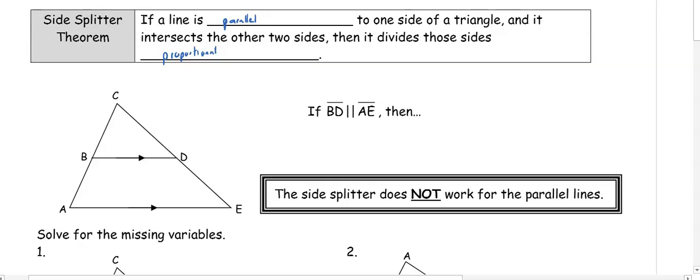So if we have BD is parallel to AE, then we can say that the two pieces formed by it, so CB over BA, has to be equal to CD over DE. Now, that does not mean the pieces are equal, that just means that their ratio is going to reduce to the same thing. It does not work, though, if your variable is on the parallel side. So if we have a variable on BD and AE, we can't use a side splitter. We have to do what we did in class the day before.